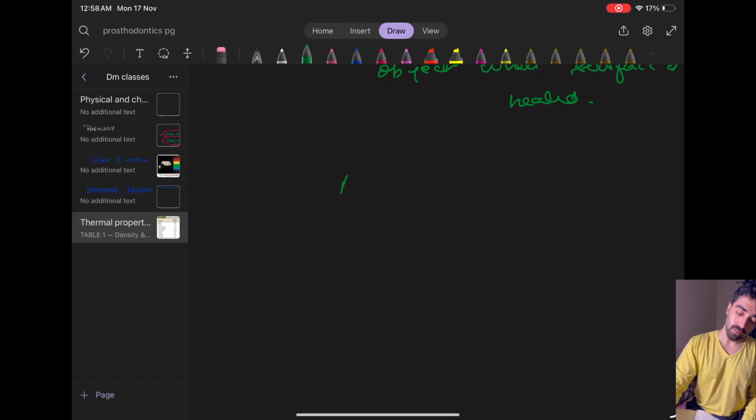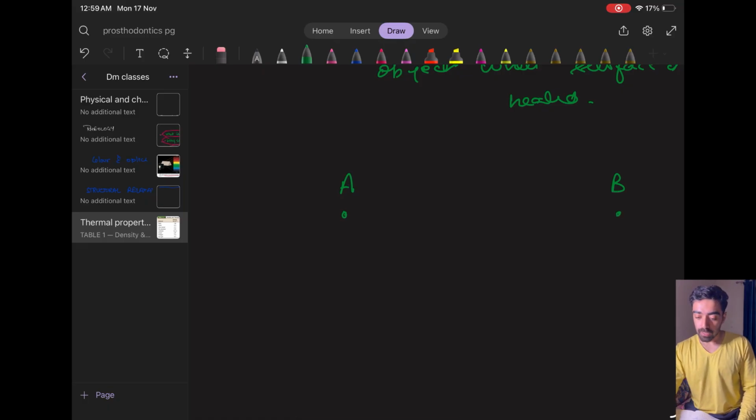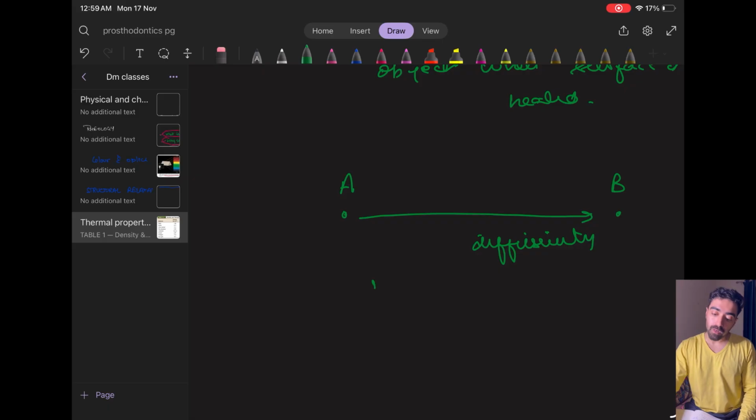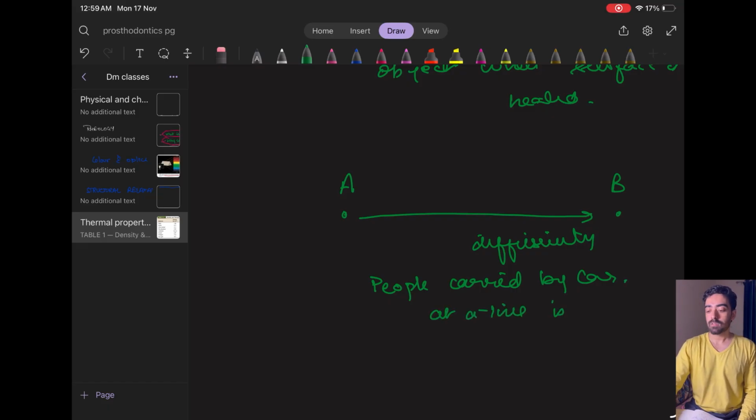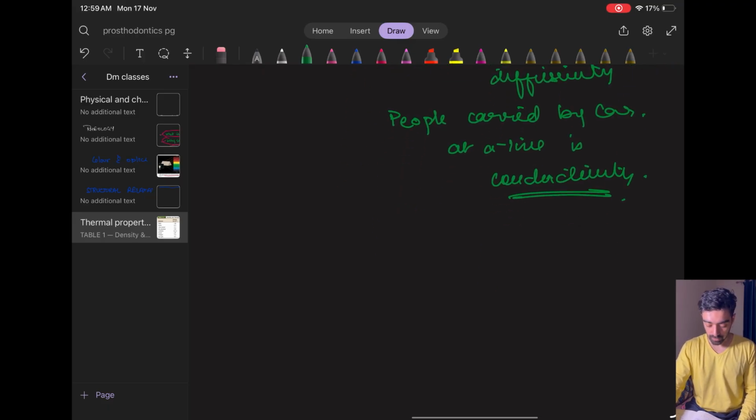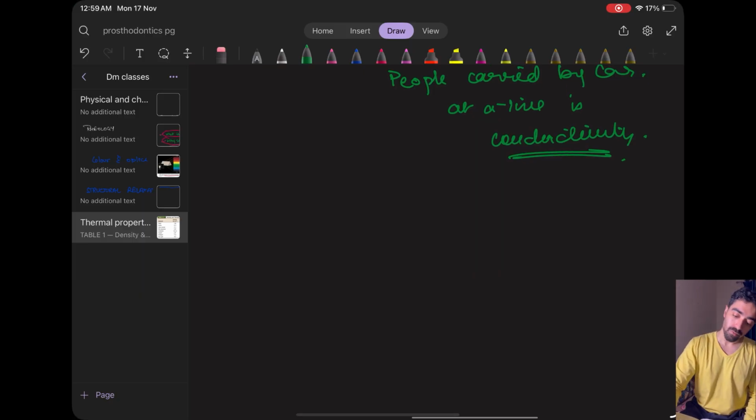Now, to make you better understand the phenomena, let's say there are 2 points A and B. The speed with which a car travels from A to B is known as diffusivity, and the amount of people carried by the car at a time is conductivity. Okay, you can understand it this way. Now diffusivity has a formula.